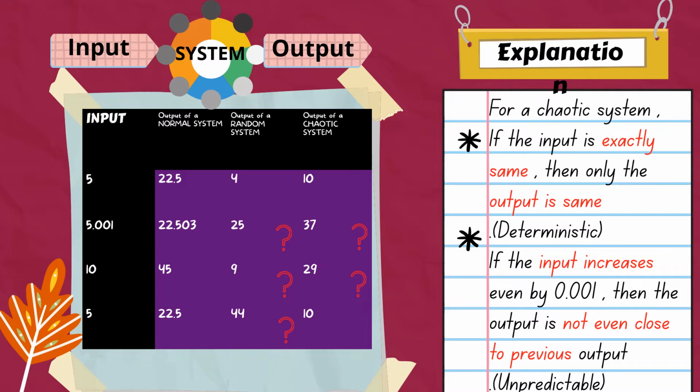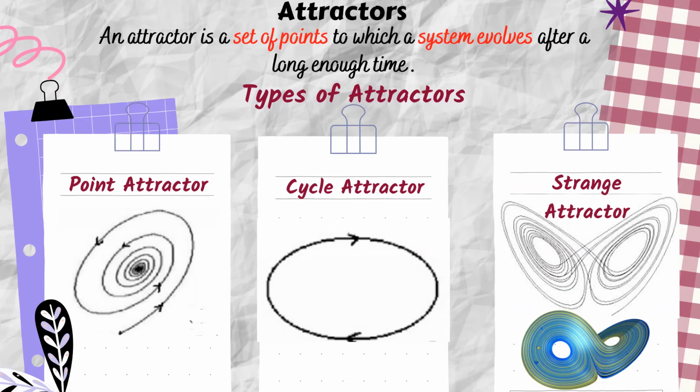Now, we can draw conclusions for chaotic systems that if the input is exactly the same, then only the output is the same. But if the input changes even slightly, the output drastically changes. That's the butterfly effect. Let's move on to attractors.